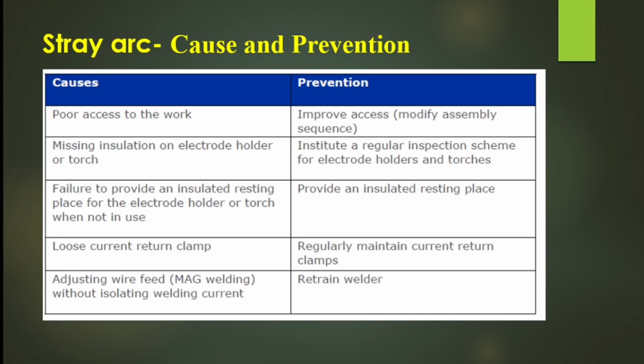Then the loose current return clamp. If the earthing clamp we place in the workplace is loose and suddenly moves, an arc strike can happen. So regularly maintain current return clamps. And the last thing is adjusting wire feed in the MIG welding process without isolating the welding current, so retrain the welder. If we take the proper preventive action, then we can prevent this type of discontinuities or imperfections.